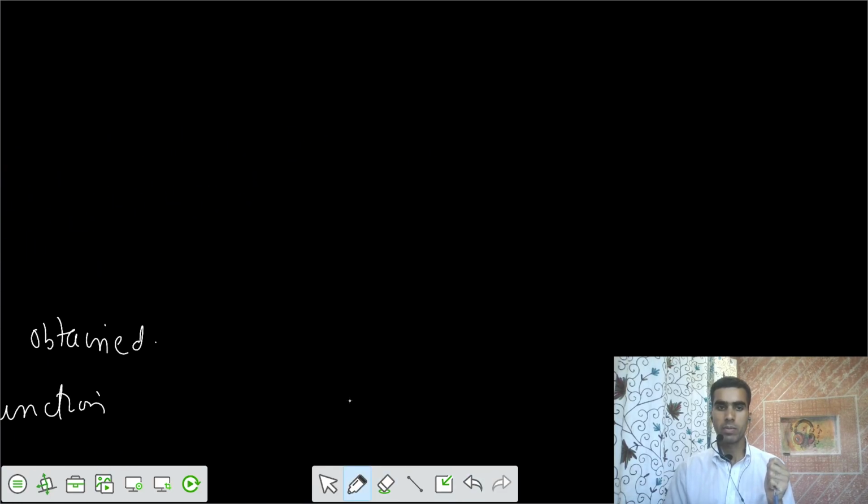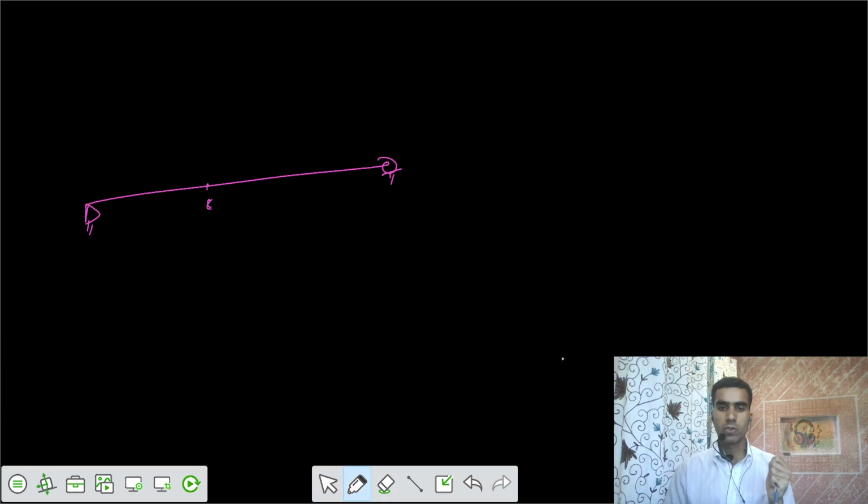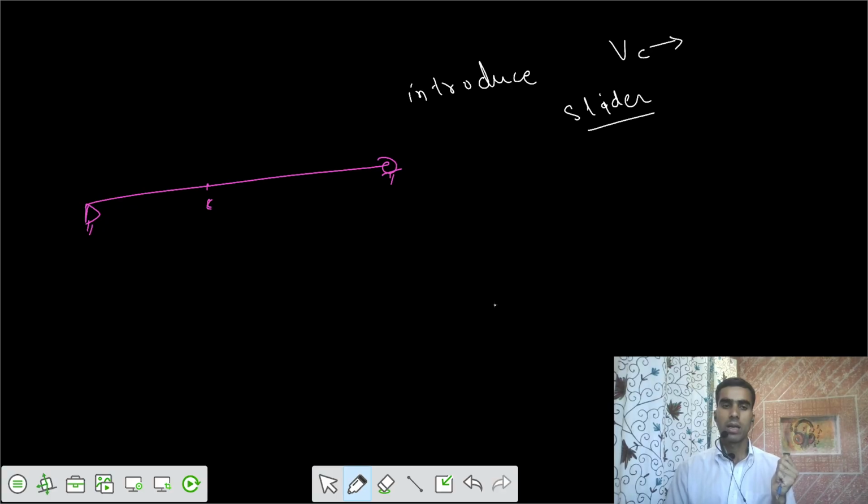You have a simply supported beam and you take any section C. How can you get the shear force at C? It's saying that you introduce a slider here. To remove the restraint, how can you make the shear 0 here? That means you apply a slider. If you apply a slider, then you apply a unit displacement here. You make some slider here.